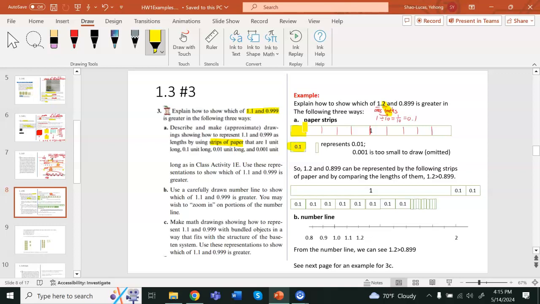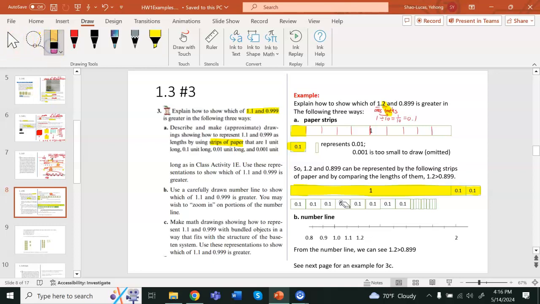As you can see here, from here all the way here, that is my 1. And then another 1/10, or you can say 0.1, together that's 2/10 or 0.2. So this whole paper strip, from the left end all the way to the right end, the length, how long this is, represents the number 1.2. So it's the length of the paper strip that matters, not the width.